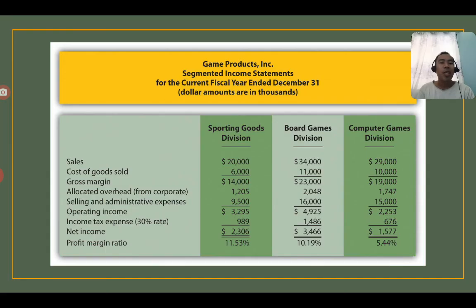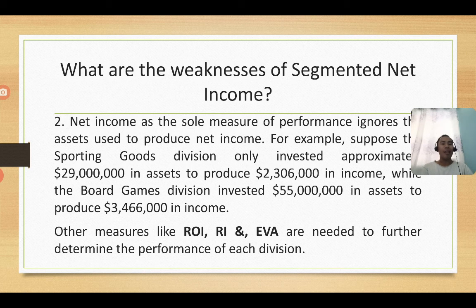Let's go back to the table. The profit margin ratio for the sporting goods division is 11.53%, while in board games it is 10.19% and in the computer games division 5.44%. Based on the profit margin ratio, net income against sales, we have 11.53% for the sporting goods division, which is the highest one. If we base the level of performance of these divisions on profit margin ratio, we could say that the sporting goods division has performed best because it has the highest profit margin ratio, which is 11.53%.